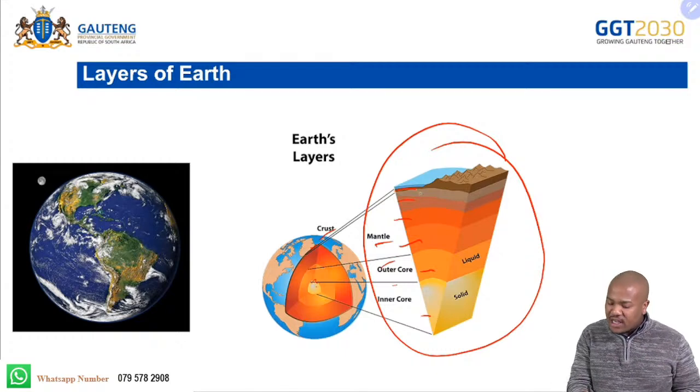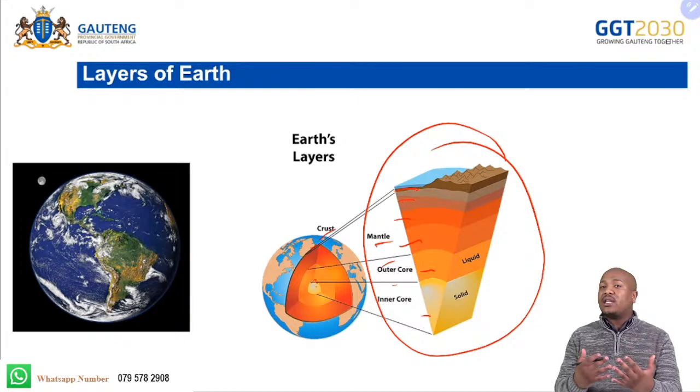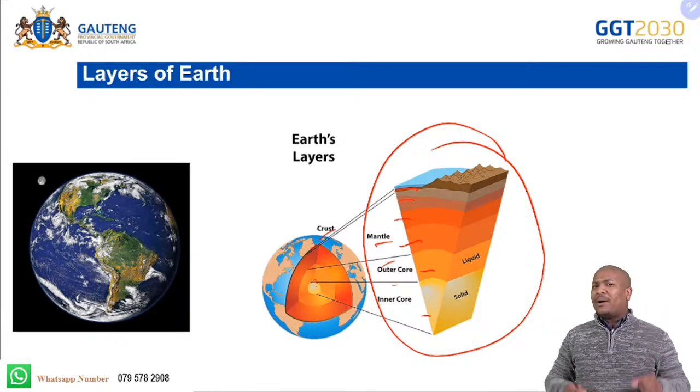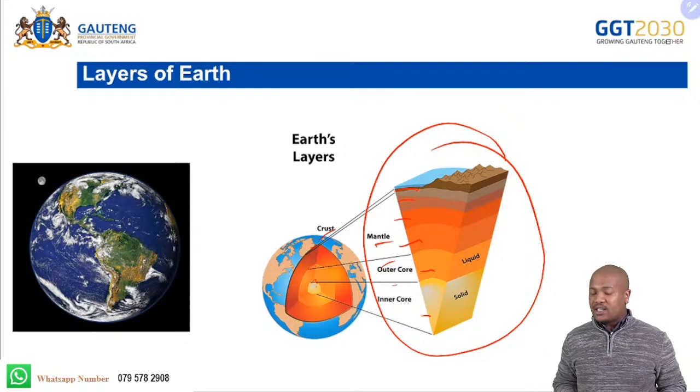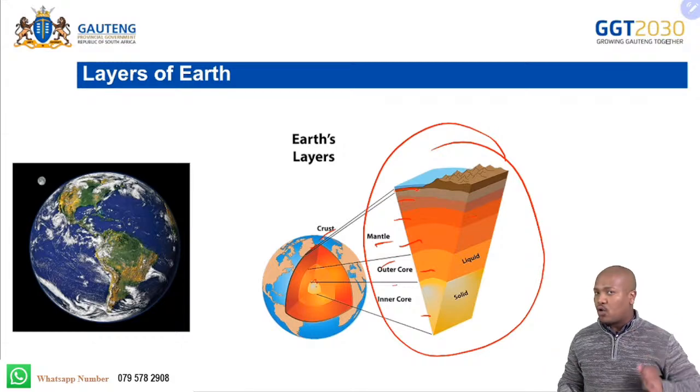So if you look at this piece here, it even has water. It also has the lithosphere, or the crust, that you and I are standing on now. But beneath is what we don't know and are going to learn about today, which are the other layers like the mantle, the outer core, and the inner core.